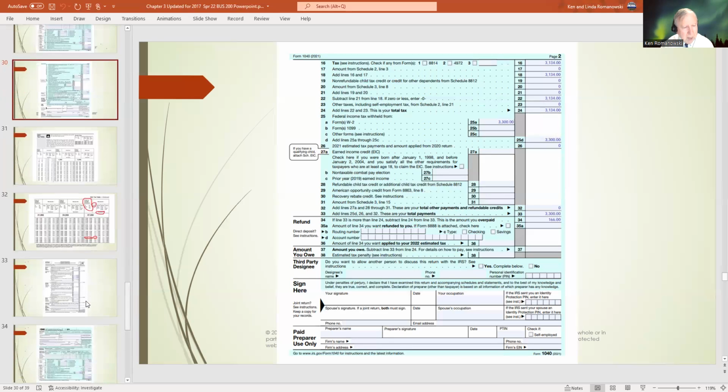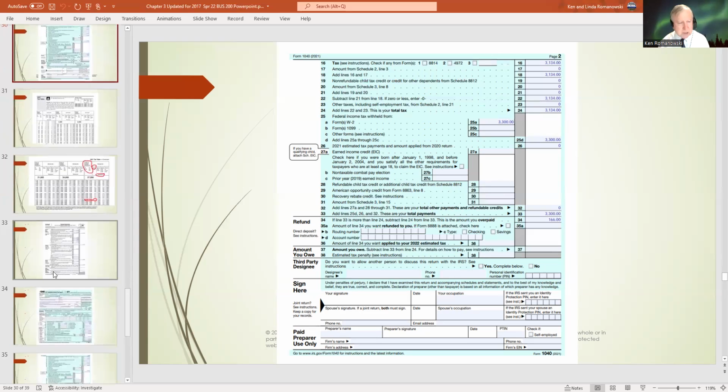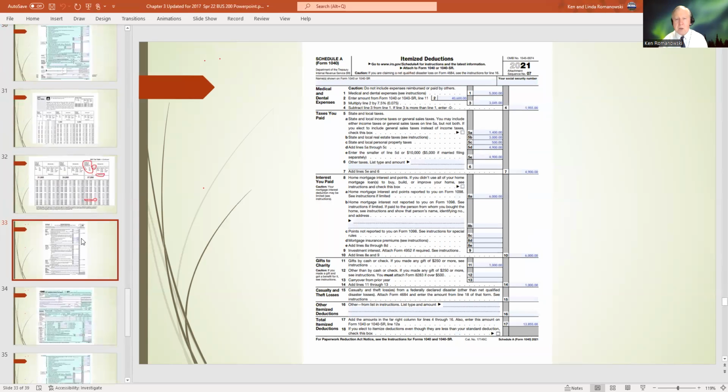Okay, so that's what happens if you file with a standard deduction. But let's say that you filed for itemized deductions. So I'm going to give you an example of that. So if you're filing your return using itemized deductions, you're going to use something that's called a Schedule A.